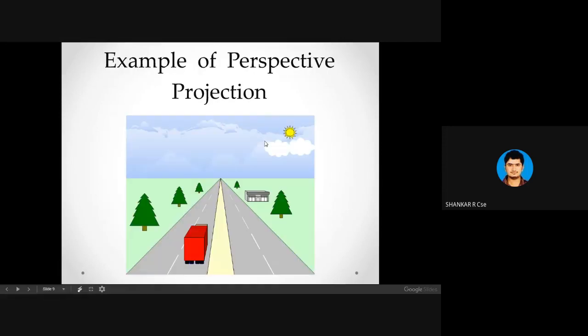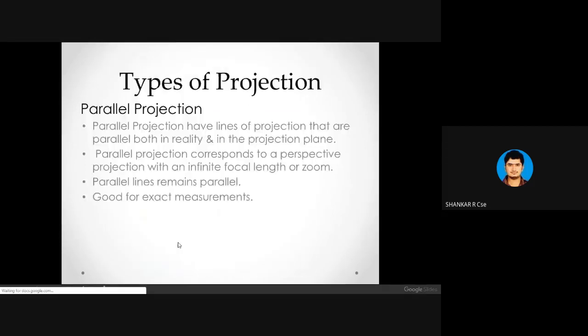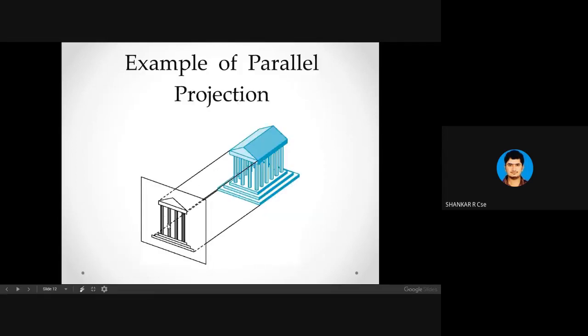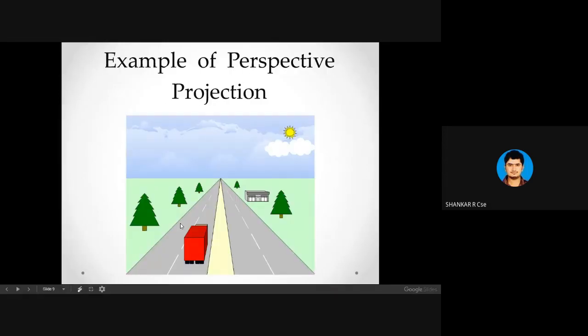So an example is something like this. The farther objects look very small. The nearer objects look very big. Whereas in parallel, no matter where you see, the object remains the same because it is artificial. Because the projection rays are parallel, they never coincide. It looks artificial. Either you see the object right now here, or if the object is 1 kilometer away, the computer draws the same thing the same way. Whereas you can take the sun. The sun is a perspective projection.